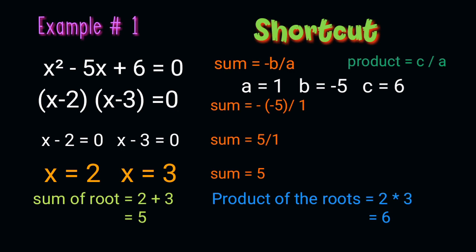Negative times negative 5 is equal to 5 over 1. When we simplify 5 over 1, magiging 5 na lang. On the product of the roots, c over a, the value of c is equal to 6 over the value of a, which is equal to 1. We have 6 over 1, wherein kapag sinimplify natin, ay 6 na lang. So hindi na natin talaga kailangang hanapin yung roots just to find out kung ano talaga yung sum and product nila. We can just use the formula negative b over a for sum and c over a for product.